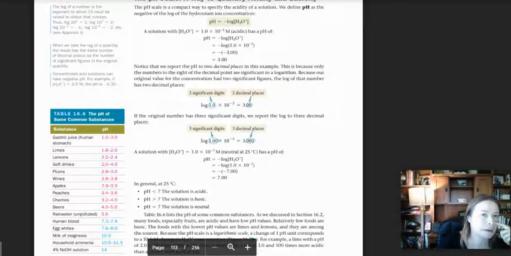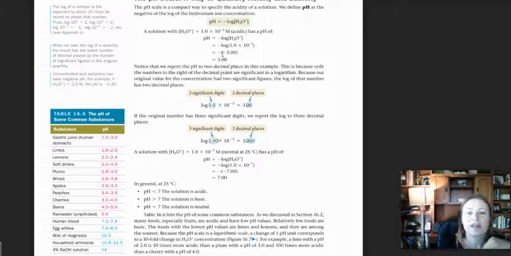Okay, so let's see if they have some examples. A solution with H3O plus equal to 1 times 10 to the negative third has a pH of, and then you just do the negative log of that concentration, and the answer for that one is 3.